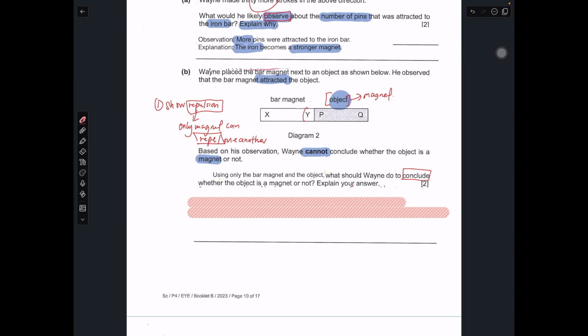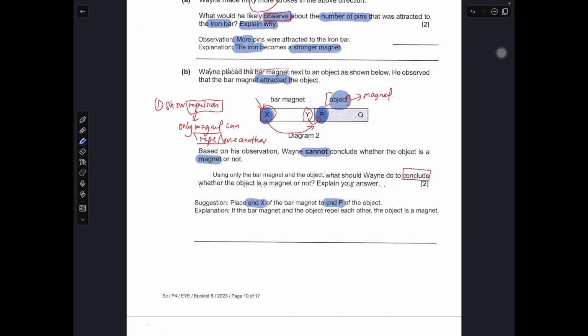So you notice that Y is here, right? So you just flip the other side and then check for repulsion. So this is how you can write it. You notice that there are letters assigned to here, right? Use the letters. Okay, these are letters for you to use. Okay, place NX to NP. Okay? So some of you may say flip the bar magnet around such that NX is touching NP, is also fine. Okay? Then you can say if the bar magnet and the object repel each other, then the object is a magnet. If they don't, it is not a magnet.